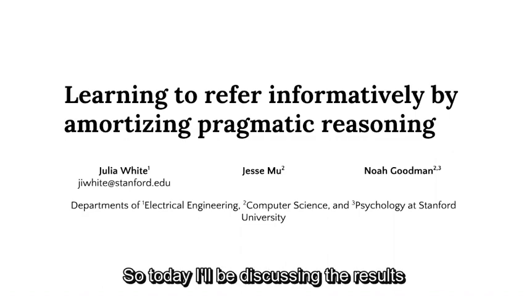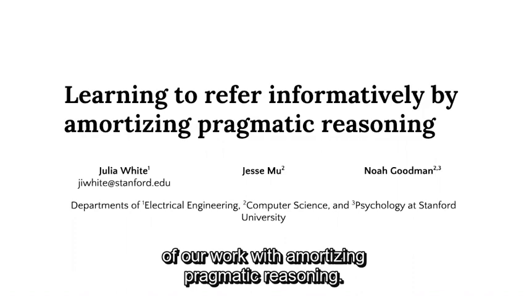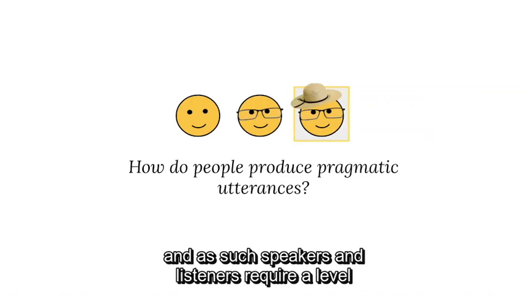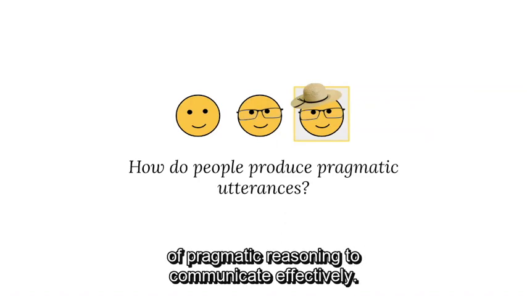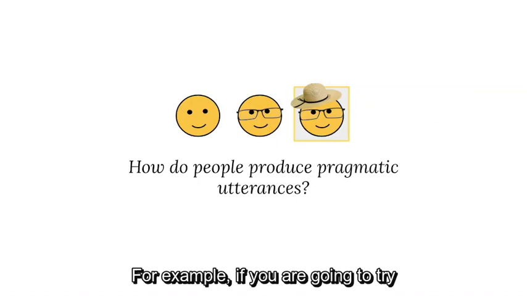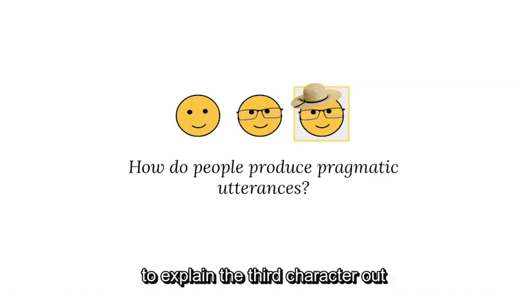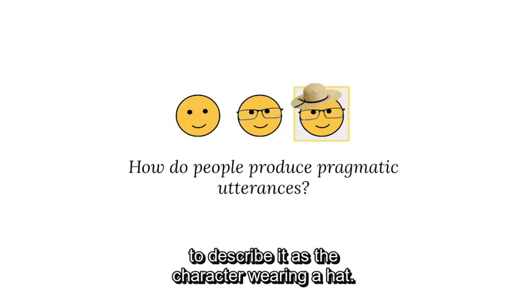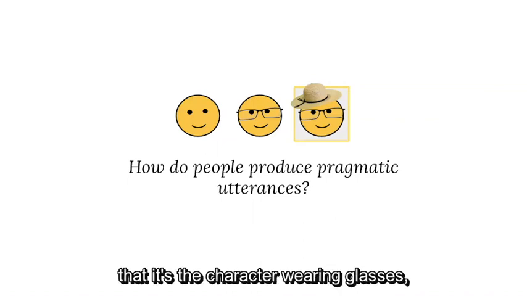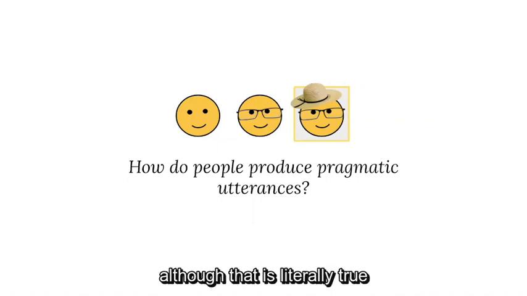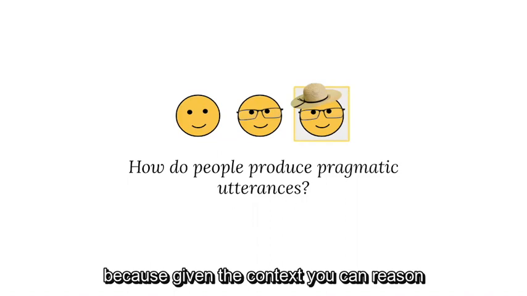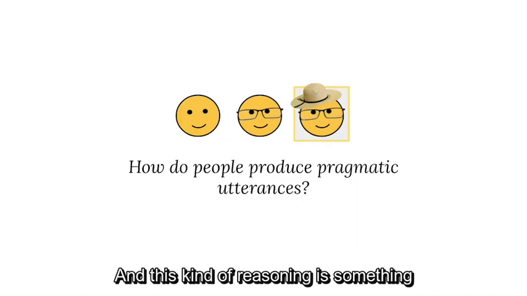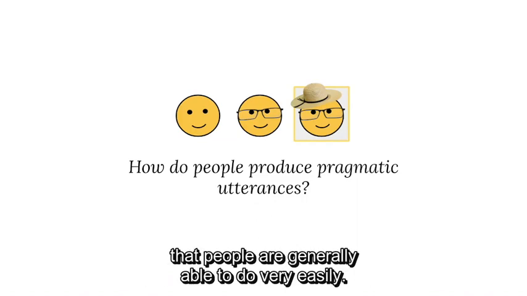So today I'll be discussing the results of our work with amortizing pragmatic reasoning. We care about the topic of pragmatics because language is often contextual, and as such, speakers and listeners require a level of pragmatic reasoning to communicate effectively. For example, if you were going to try to explain the third character out of this lineup of three faces, you'd probably want to describe it as the character wearing a hat, and you probably wouldn't say that it's the character wearing glasses, although that is literally true, because given the context, you can reason that saying this information doesn't disambiguate the third character from all the others. And this kind of reasoning is something that people are generally able to do very easily.